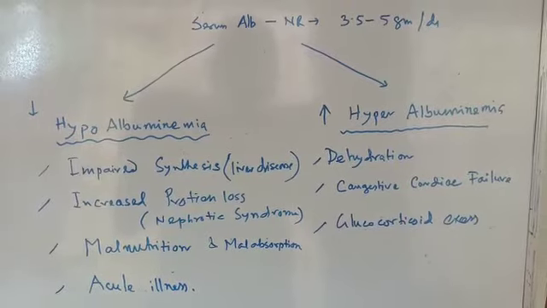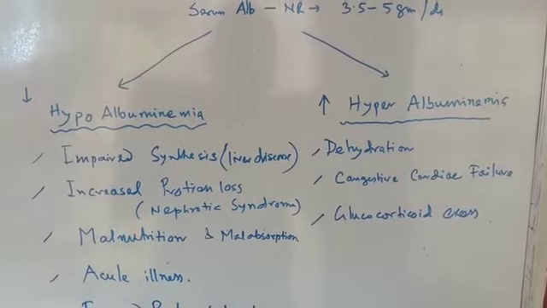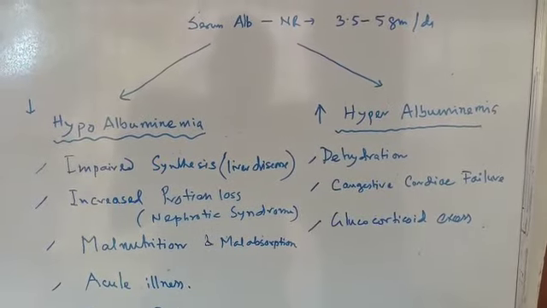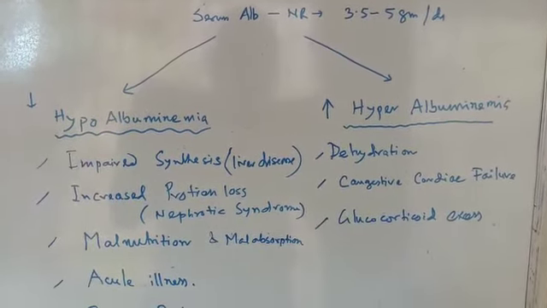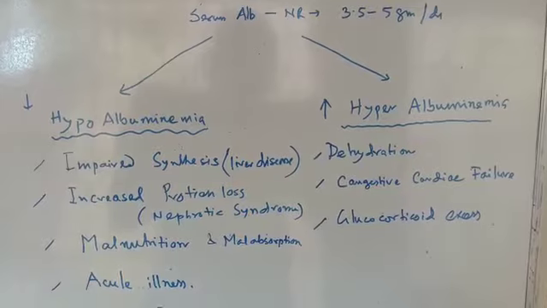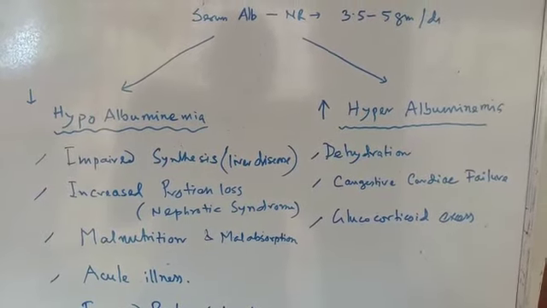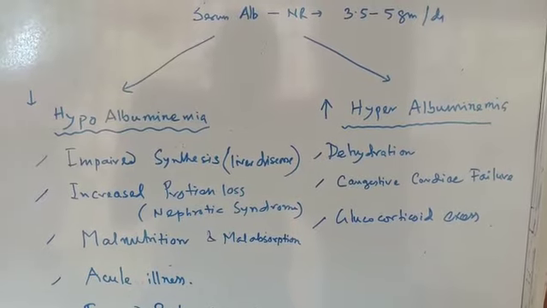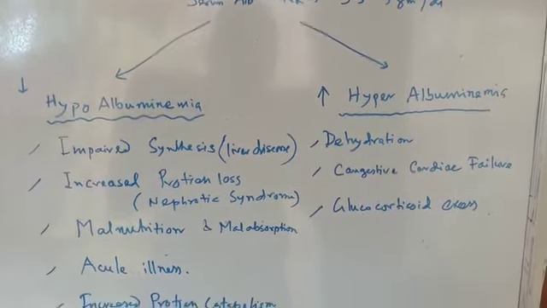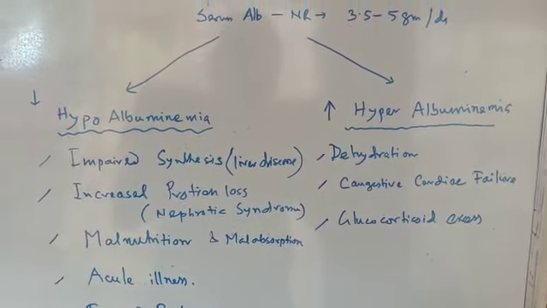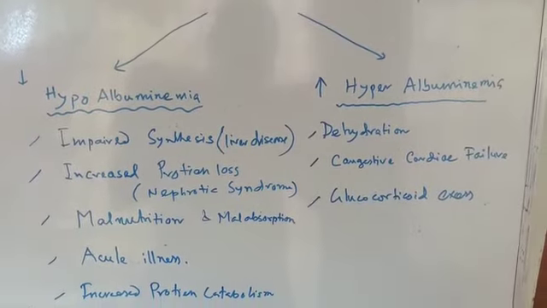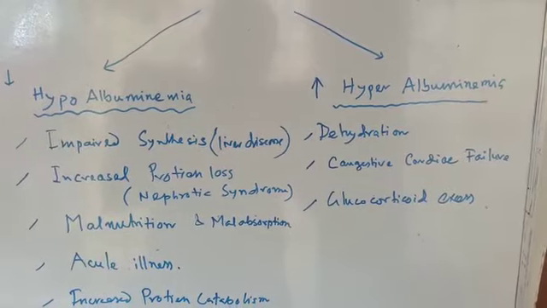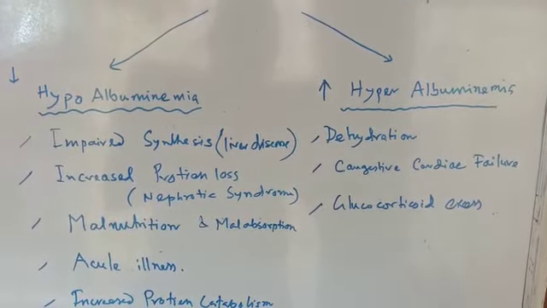Now first, hypoalbuminemia. The causes are impaired synthesis, just like liver disease, as the liver synthesizes albumin. Another cause is increased protein loss, just like nephrotic syndrome, where protein loss is through the kidney. Malnutrition, malabsorption, acute illness, and increased protein catabolism also cause hypoalbuminemia.